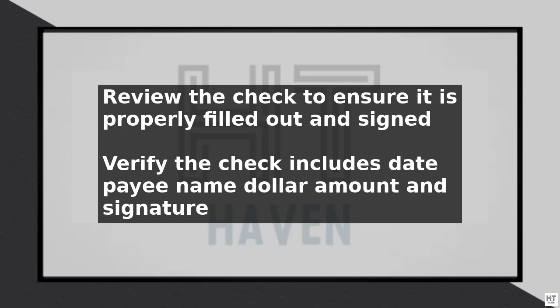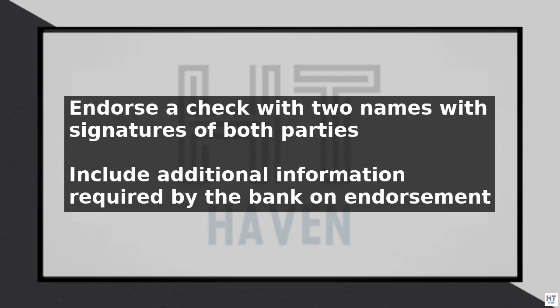To endorse a check with two names, both parties must sign the back of the check. Unless it is an "or" check, the endorsement should include the signatures of both parties, as well as any additional information required by the bank, such as the account number or a statement indicating that the check is being deposited into a joint account. When depositing the check, you can either deposit it in person at a bank branch, through an ATM, or using mobile deposit.